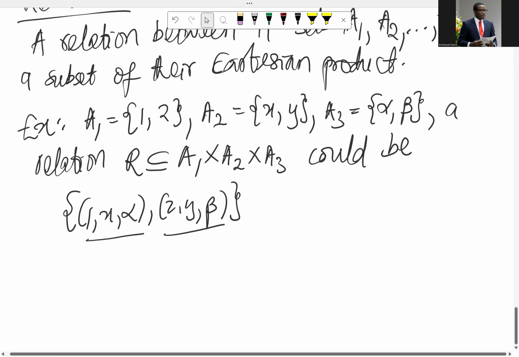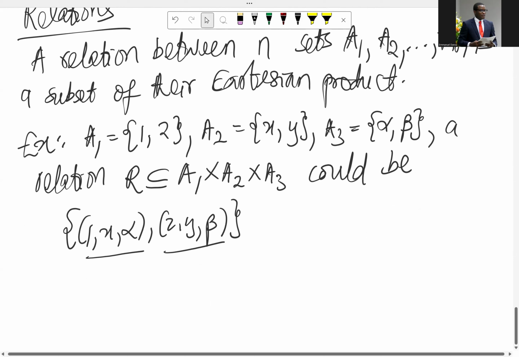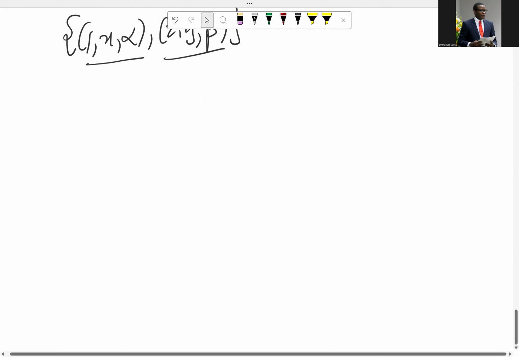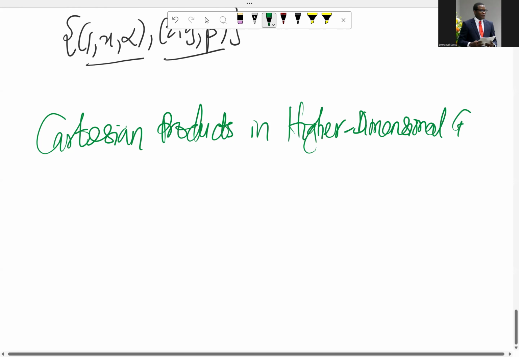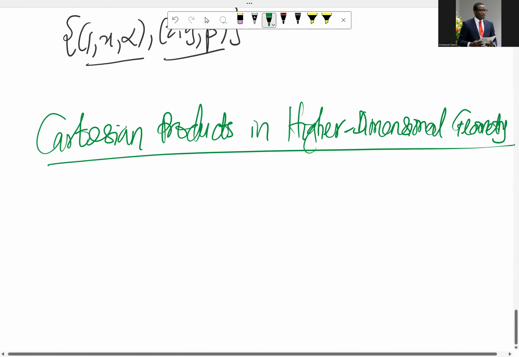Okay, so let's also talk about Cartesian products in higher dimensional geometry. First of all, let's talk about higher dimensional space.